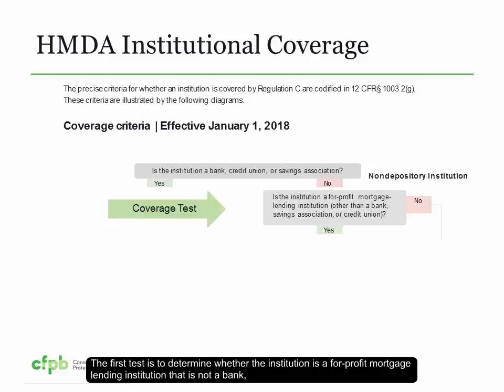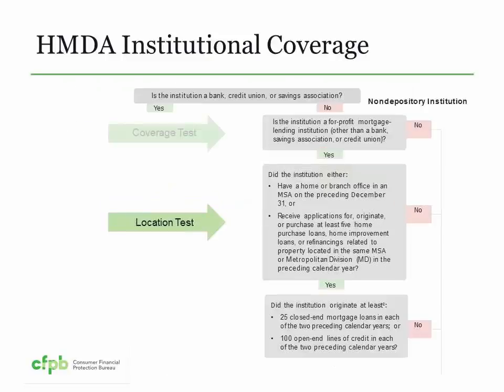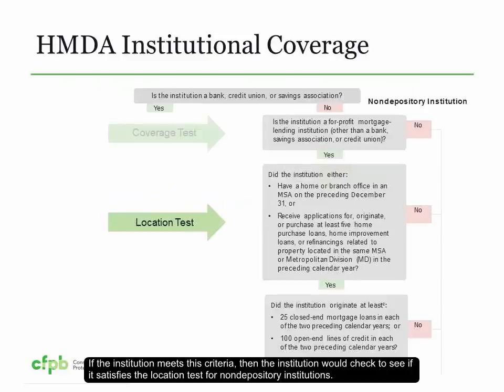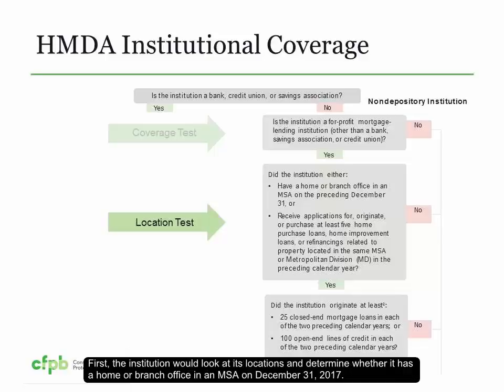The first test is to determine whether the institution is a for-profit mortgage lending institution that is not a bank, savings association, or credit union. This part of the test has not changed. If the institution meets this criteria, then the institution would check to see if it satisfies a location test for non-depository institutions. This part of the test also has not changed. First, the institution would look at its locations and determine whether it has a home or branch office in an MSA on December 31, 2017.